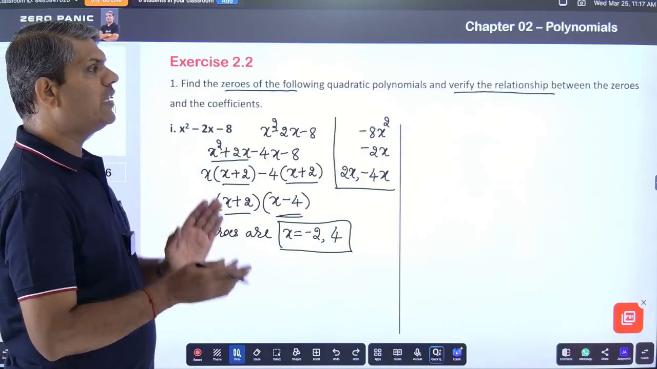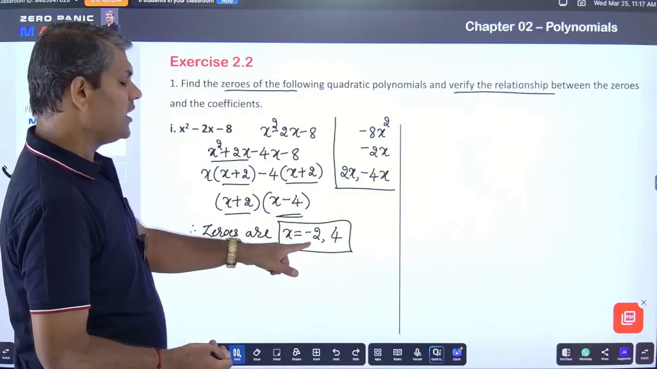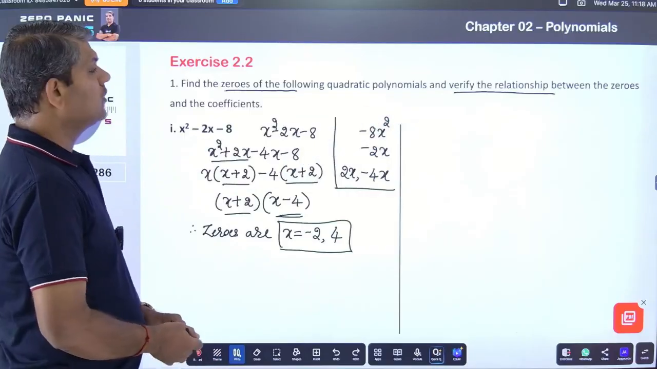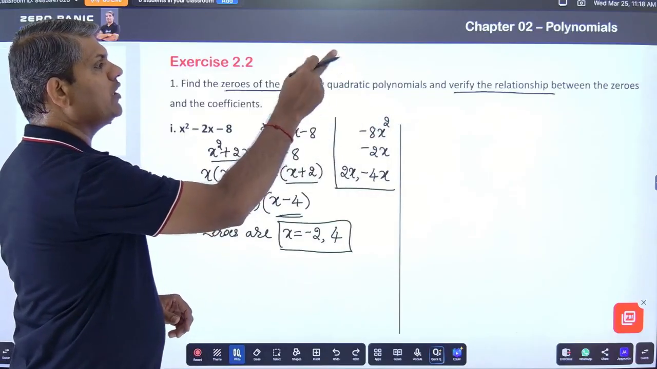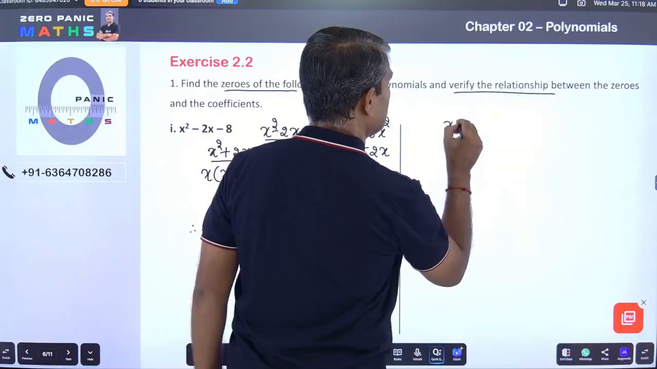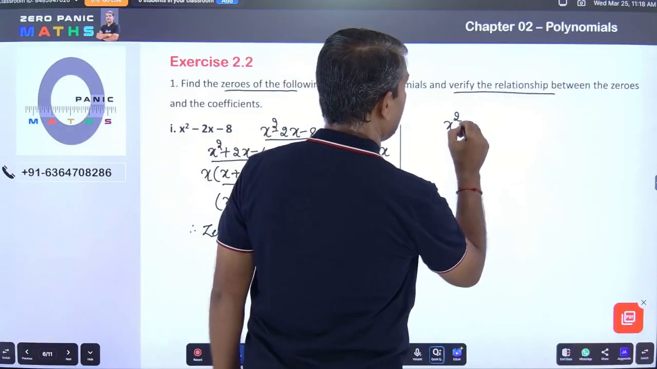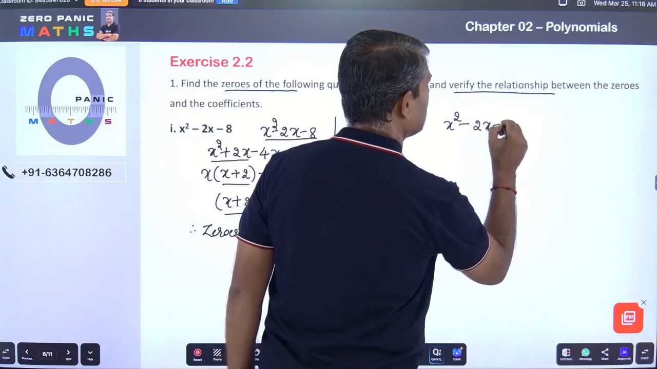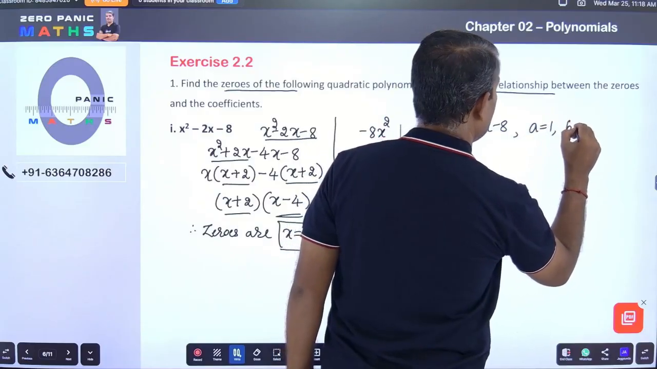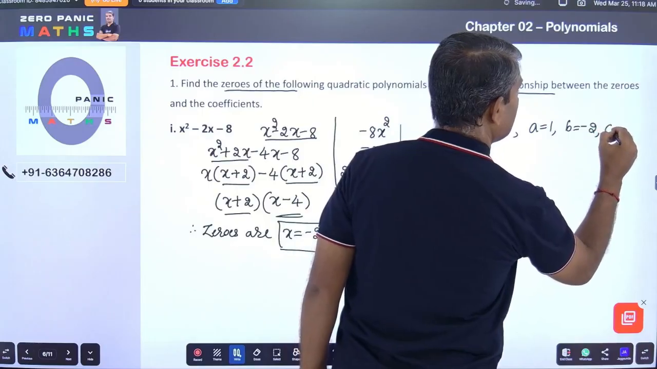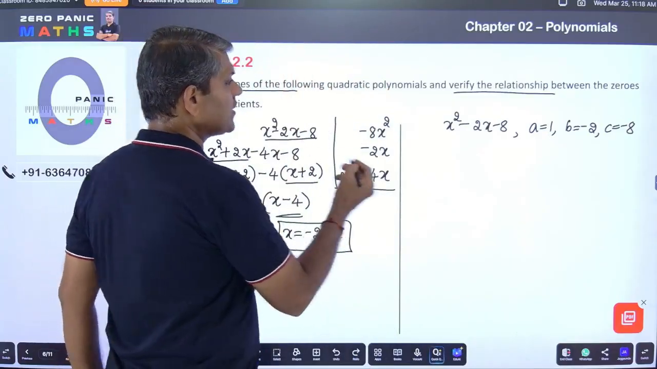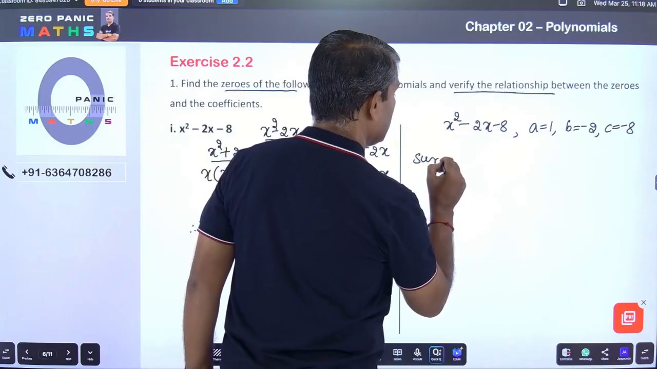Okay, now we are done with the first part of the problem, that is to find the zeros of the given polynomial. Now we need to prove the relationship between the coefficients and the zeros that are found. So what is the equation? The equation is x square minus 2x minus 8. So I have a is equal to 1, b is equal to minus 2, and c is equal to minus 8. Right? Now let us continue the verification of the relationship.